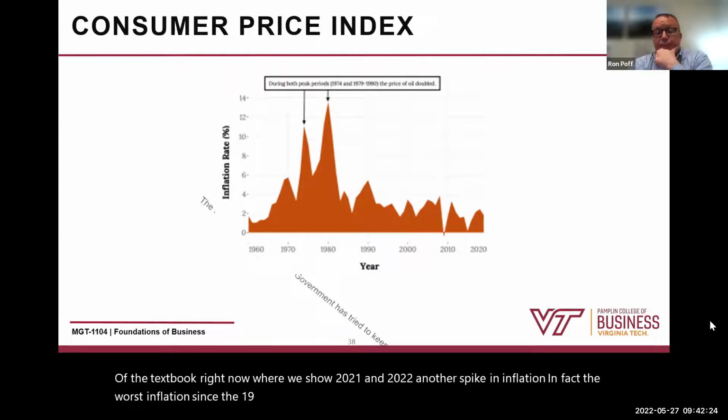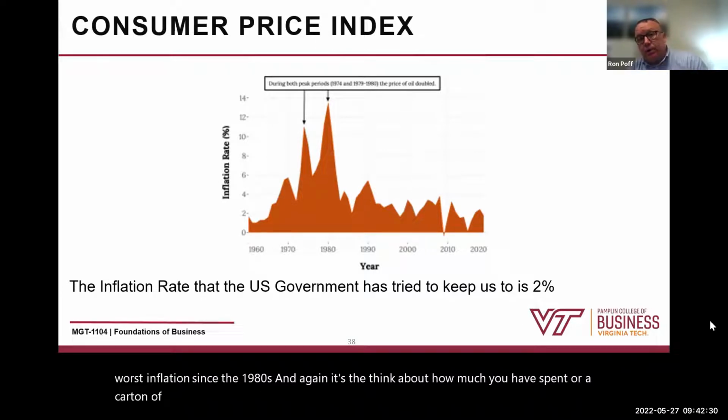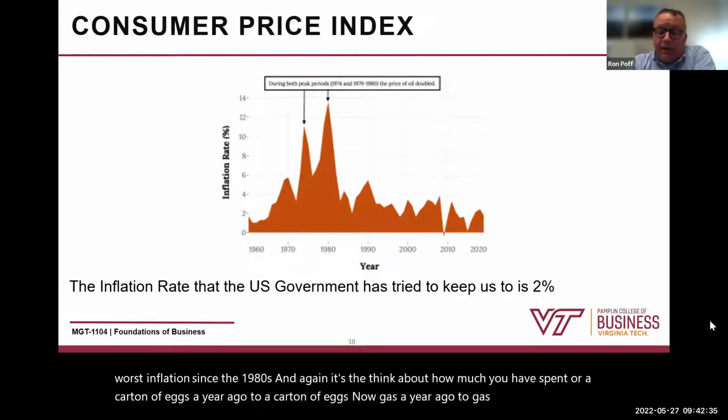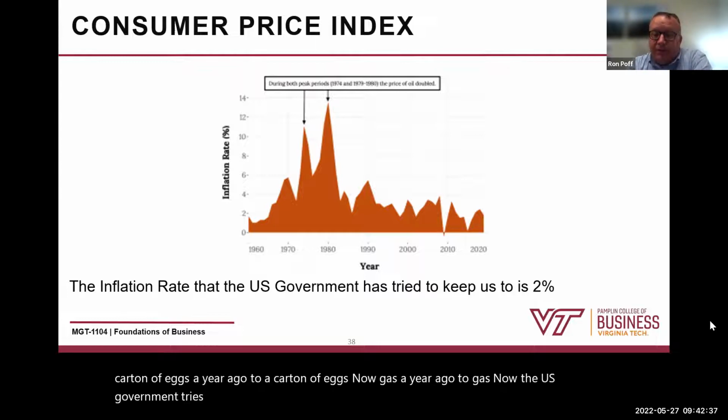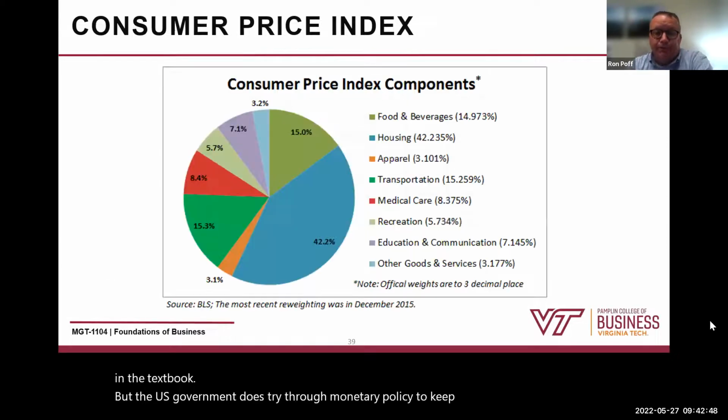And again, it's the measurement. Think about how much you have spent on a carton of eggs a year ago compared to a carton of eggs now, gas a year ago to gas now. Now, the U.S. government tries to keep the inflation rate at 2%. Something to keep in mind. It's talked about in the textbook, but the U.S. government does try through monetary policy to keep our inflation rate at 2%.